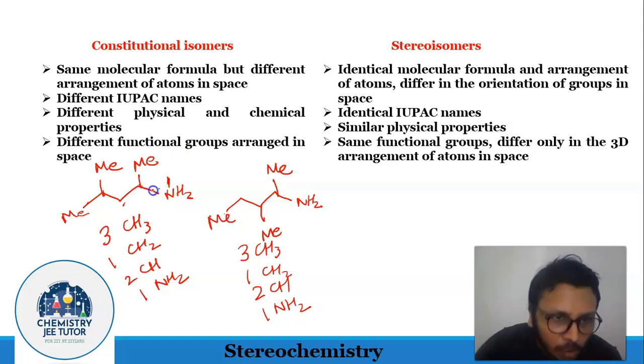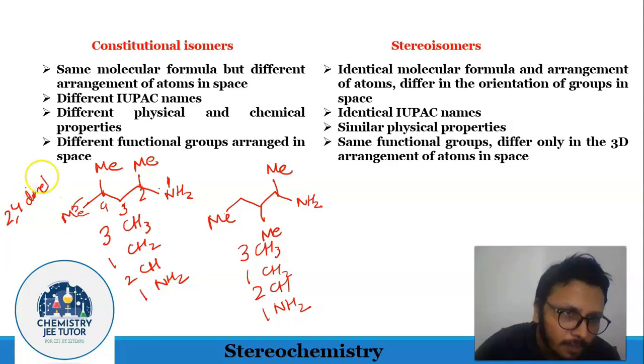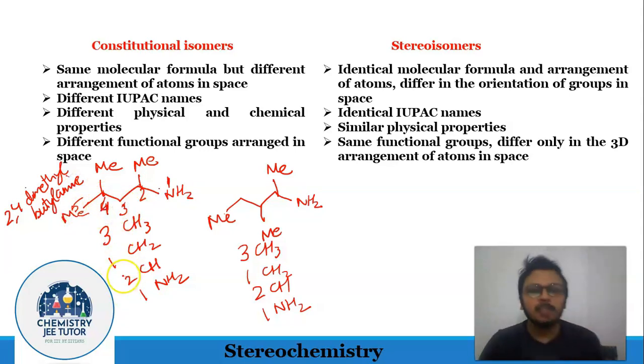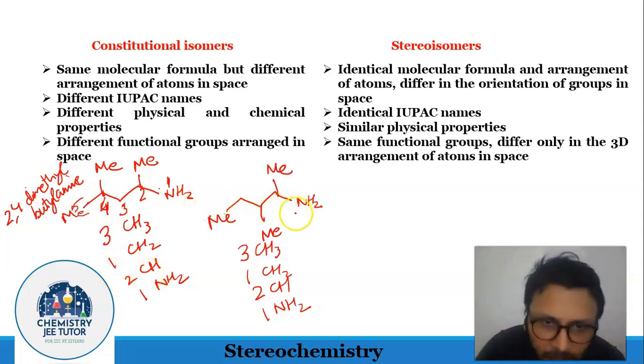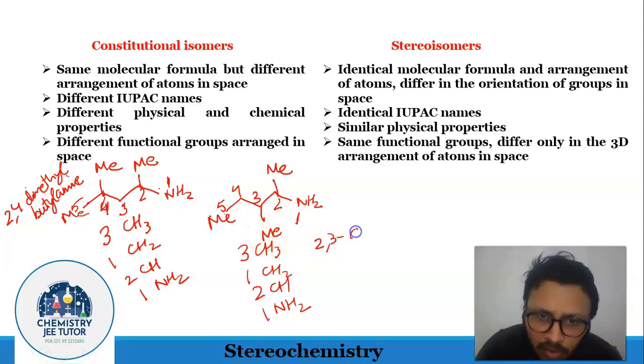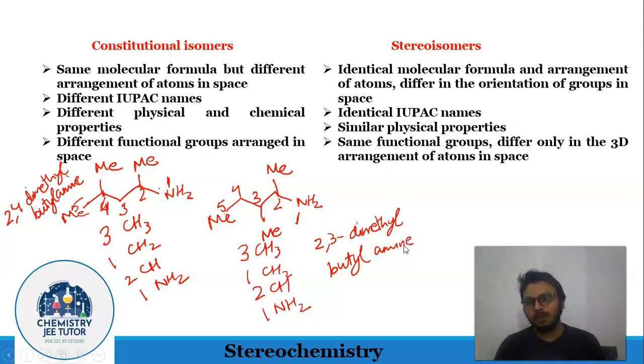So let us number this first molecule. This is 1, this is 2, 3, 4, 5. So this is essentially a 2,4-dimethyl butylamine, right? So this 2 and 4 position is covered with methyl groups. Let us number here. This is 1, 2, 3, 4, 5. What is the name of this? This is a 2,3-dimethyl butylamine. See the numbering change. It is totally different. So even though the molecular formula is the same, the arrangement of atoms in space is different.